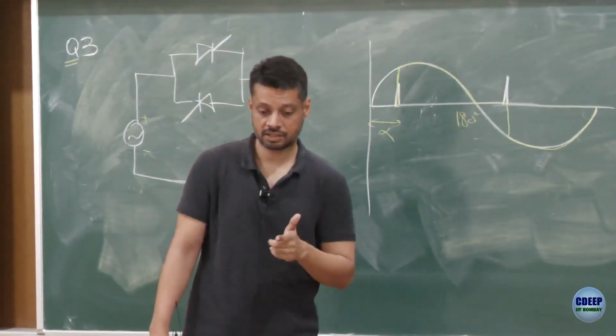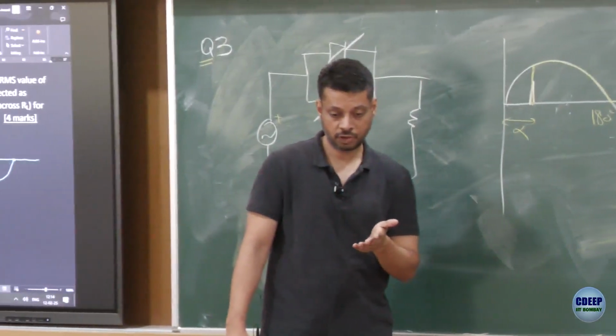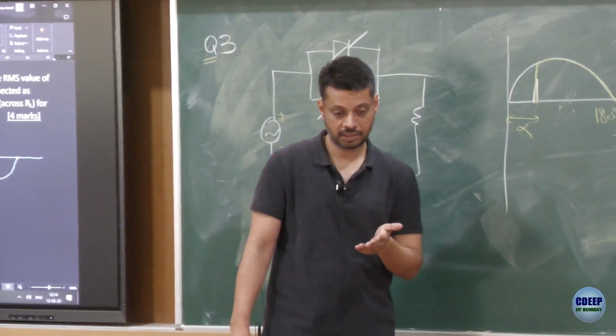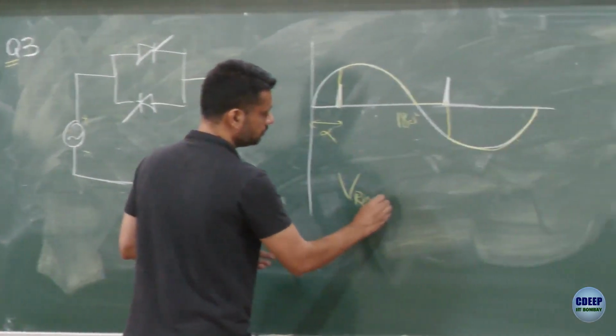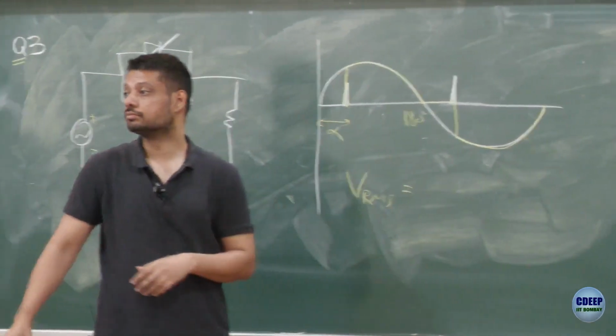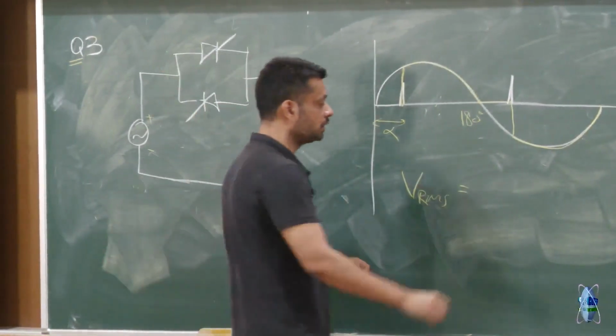What is the answer for this? You have to draw the voltage waveform and find the RMS voltage. What is the RMS voltage? Answer? 226.